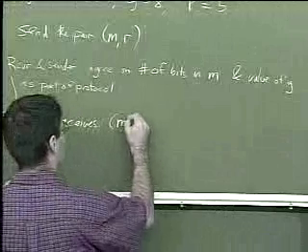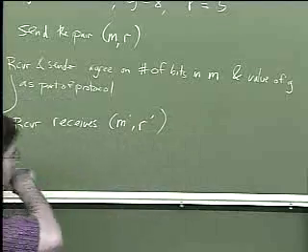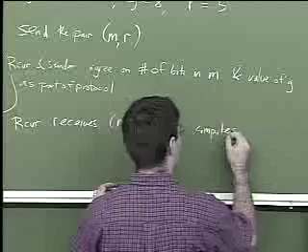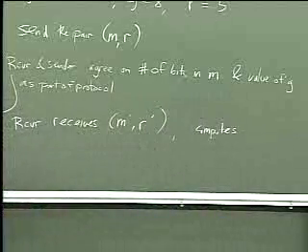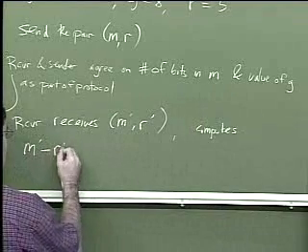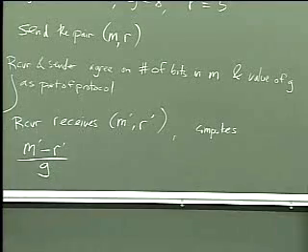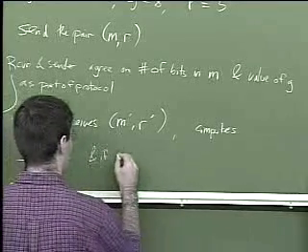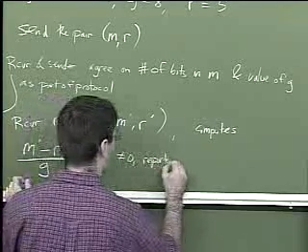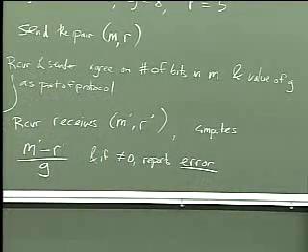Receiver receives M prime, R prime. Some of the bits may have flipped. Let's see, how do I want to do this? Let's do M prime minus R prime divided by G. And if the remainder does not equal 0, it reports an error. Okay?